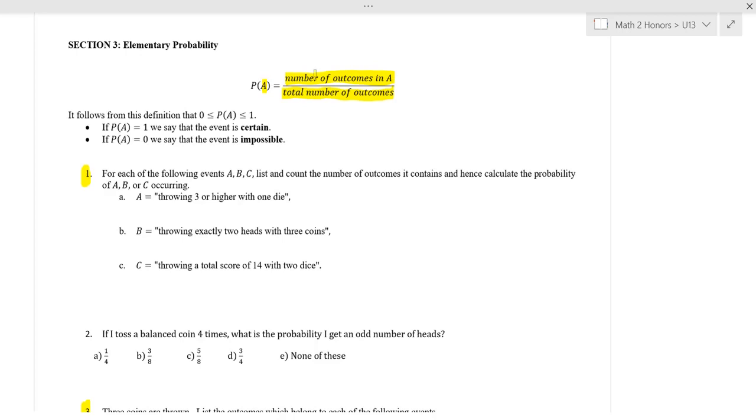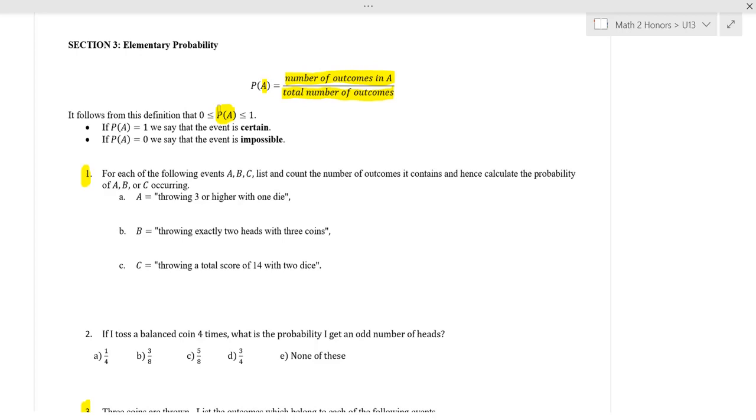Now, the number of outcomes in A will never be more than the total number of outcomes, and because of that, your probability will always be between 0 and 1. It's always going to be positive. There is a possibility it's 0, and if it's 0, then it's never going to happen. It's impossible. There's also a possibility that we get 1. That's if the numerator and denominator are the same. But just keep that in mind.